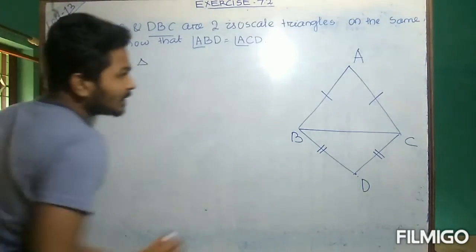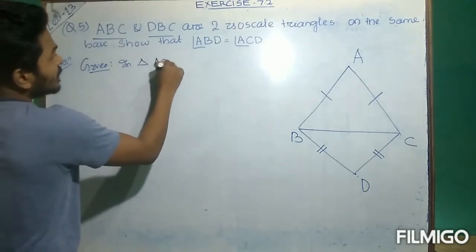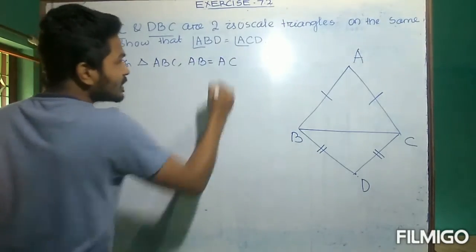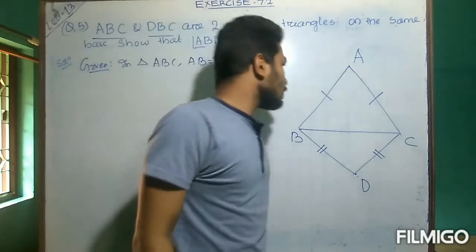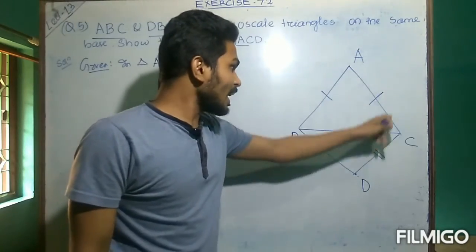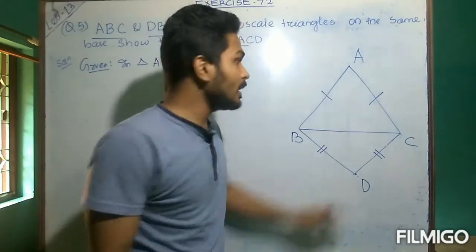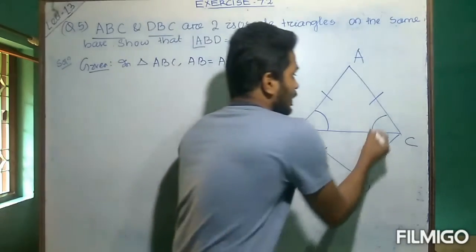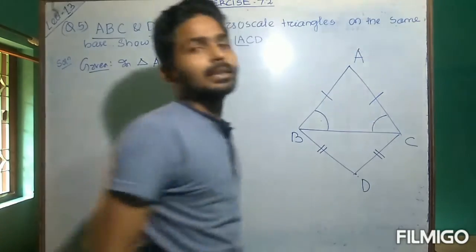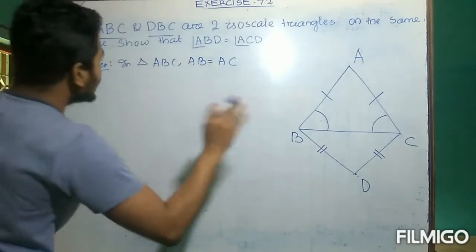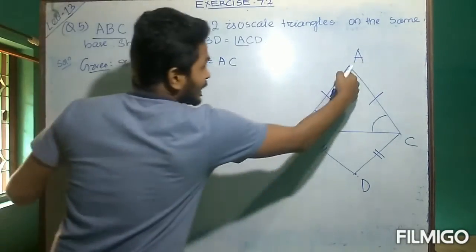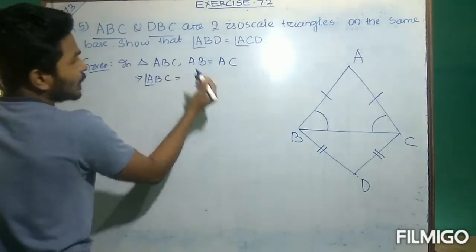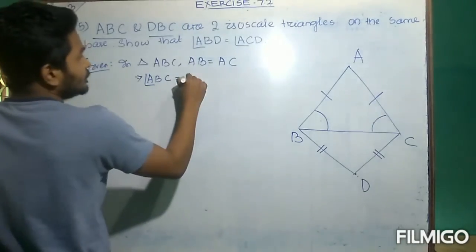So what is given in triangle ABC? AB is equal to AC, since it is an isosceles triangle. According to theorem 7.2, if in a triangle any two sides are equal, then their opposite angles must be equal. So this angle must be equal to this angle. According to theorem 7.2, you can write that angle ABC is equal to angle ACB.